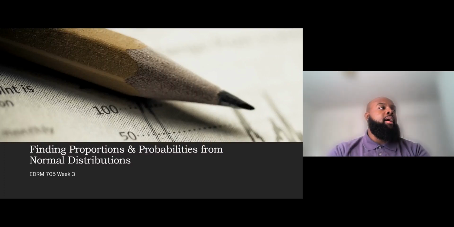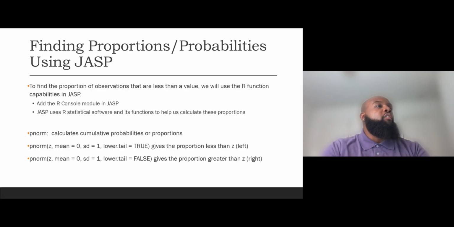Standard normal distribution and how we can use JASP in order to help us find the proportion that's represented by the area under the curve, which is the same thing as a probability. So, finding proportions and probabilities using JASP. What we're going to do is add the R console module in JASP.